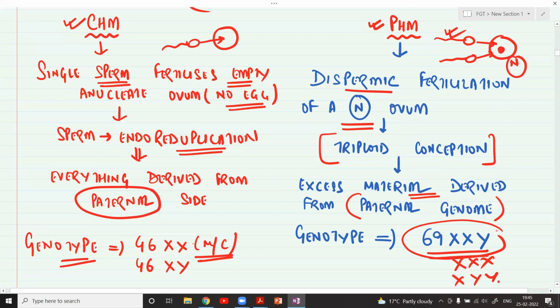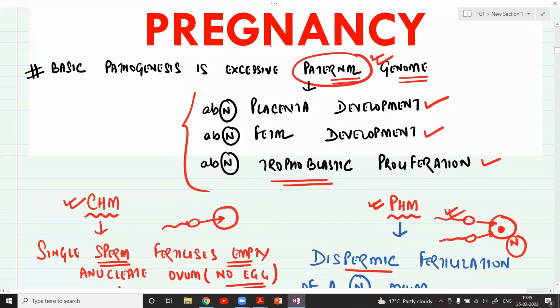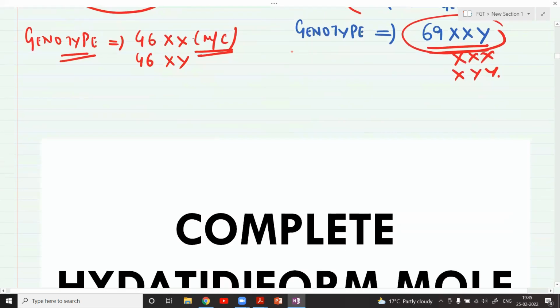Is the pathogenesis crystal clear to everyone? Any doubts? So in both the conditions, whether complete or partial, the villain over here is the presence of the paternal genome. What does the extra paternal genome do? It causes abnormal placenta development, abnormal fetal development, and abnormal trophoblastic proliferation. Very clear to everyone? Okay, let us move ahead.